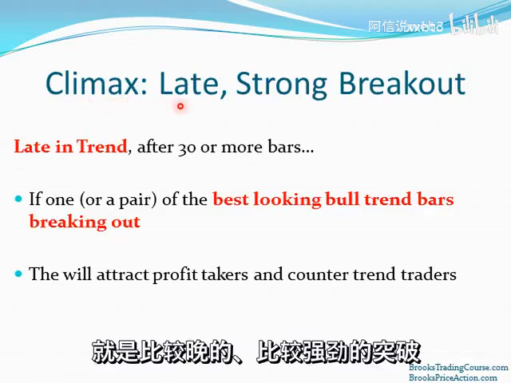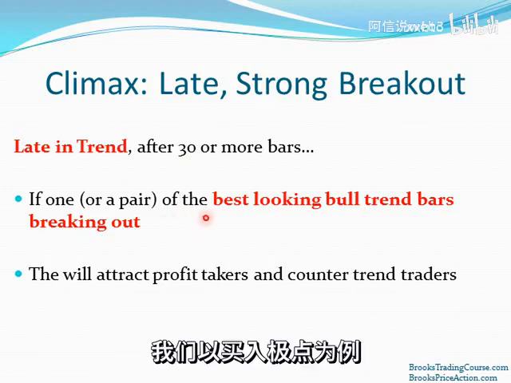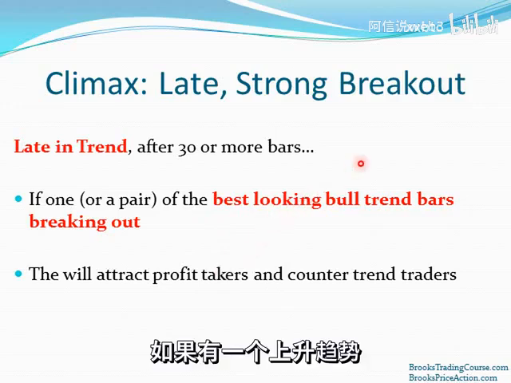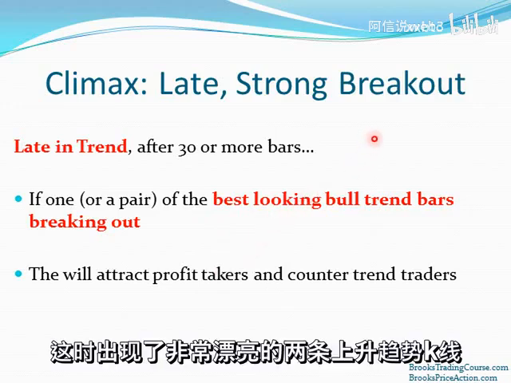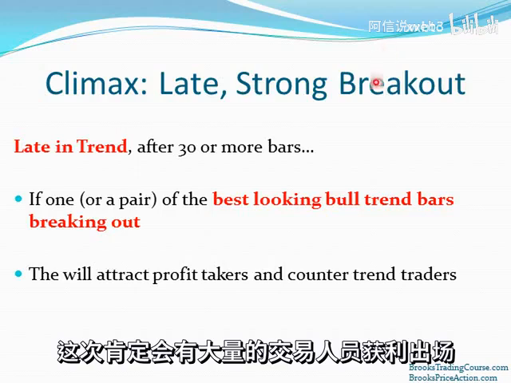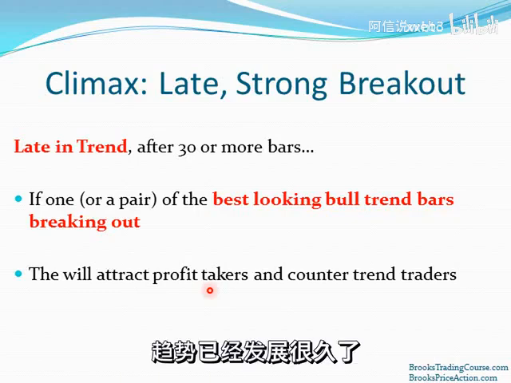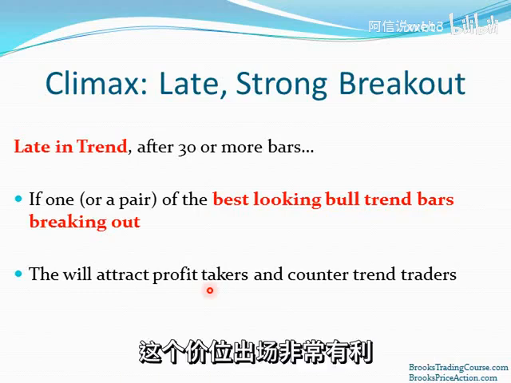What is a climax? It's a late, strong breakout, late in a trend, after 30 or more bars. If you suddenly get, for example, let's talk about a bull climax. If you have a bull trend going on for 30, 40, 50 bars, and then you suddenly get the best 2 looking bull trend bars in the entire trend, you have to think that it will attract a lot of profit takers. So the bulls who bought earlier will see this as a windfall, a wonderful opportunity to take profits at a great surprise price.